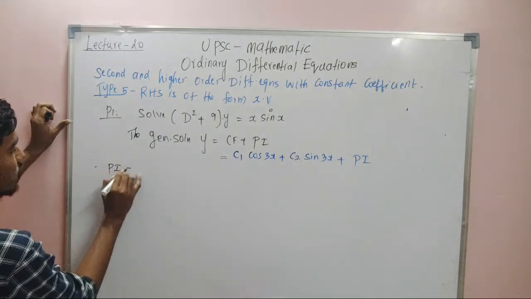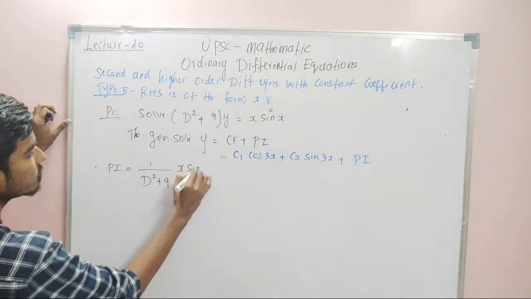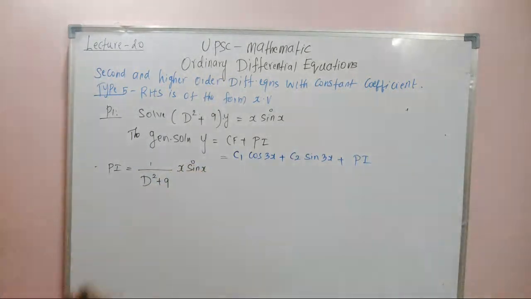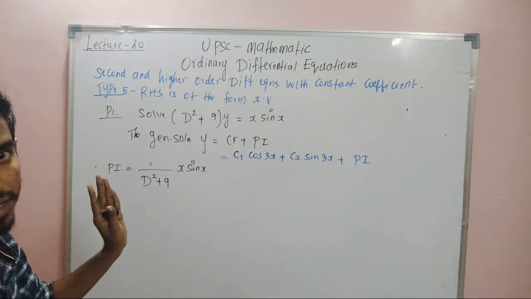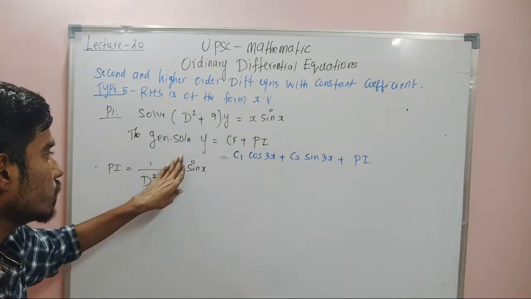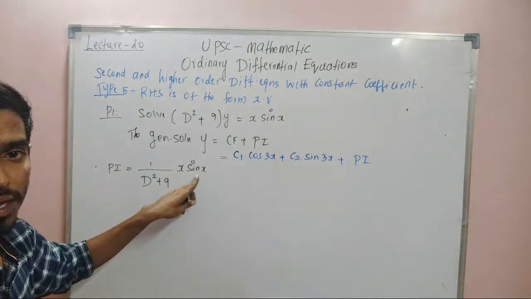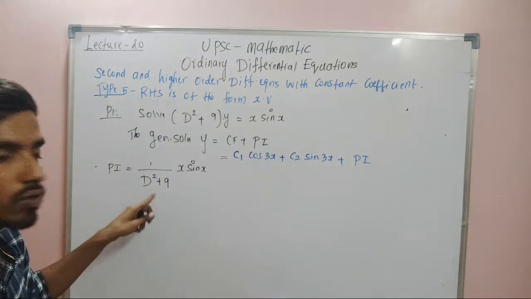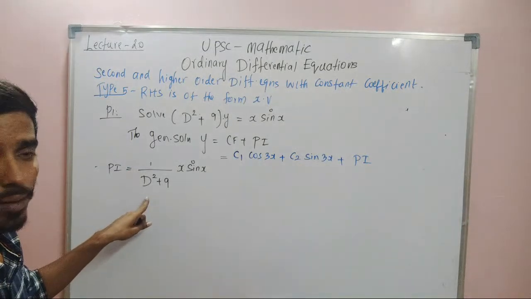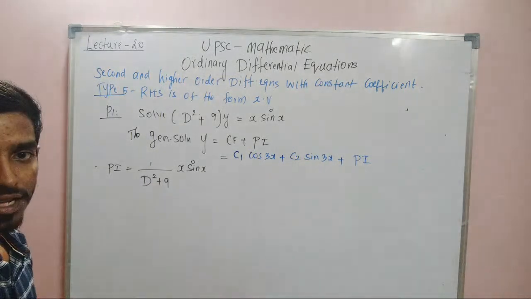So what is particular integral? 1 by D square plus 9 into x sin x. Again we are following the same method up to now for all the types, right? If it is only x, we will go for type 2 or type 3. If it is only sin x, we will solve this using type 2. How do we solve type 2? We will replace D square by minus a square, and then substitute here. If the denominator is 0, we will multiply by x, and then differentiate the denominator. Again we will substitute D square equal to minus a square, right? So let us just recall all the types.